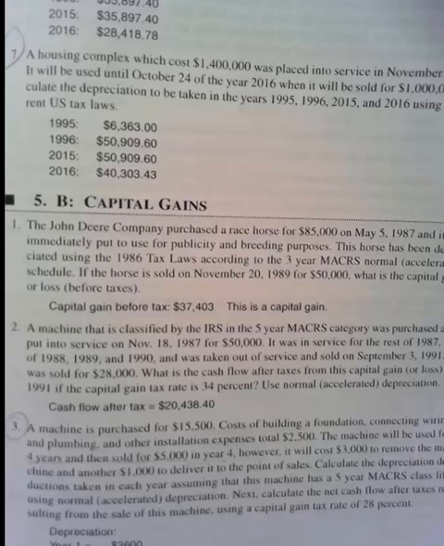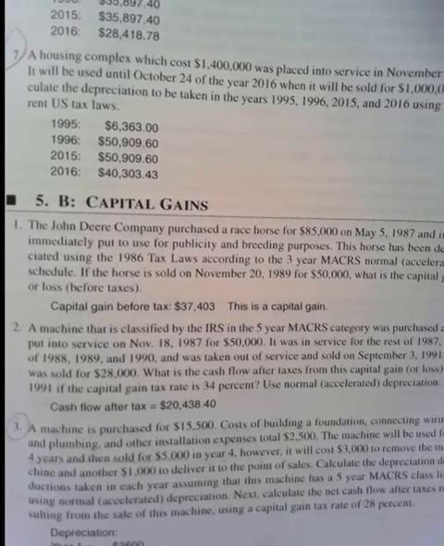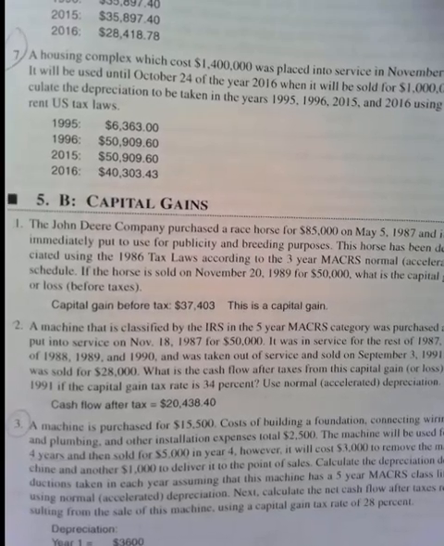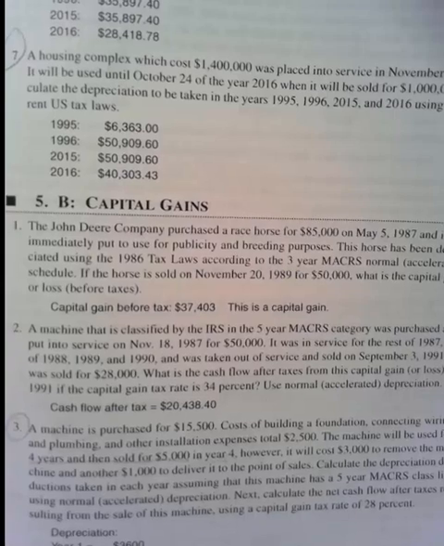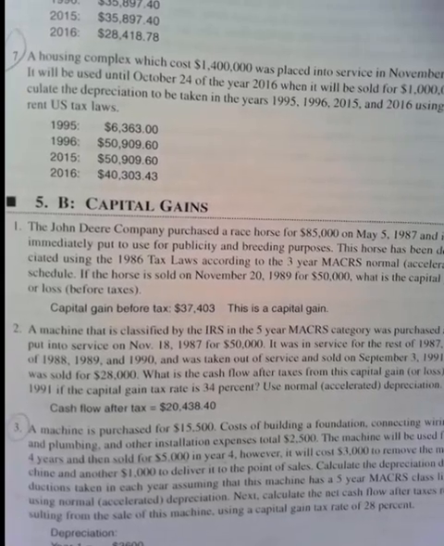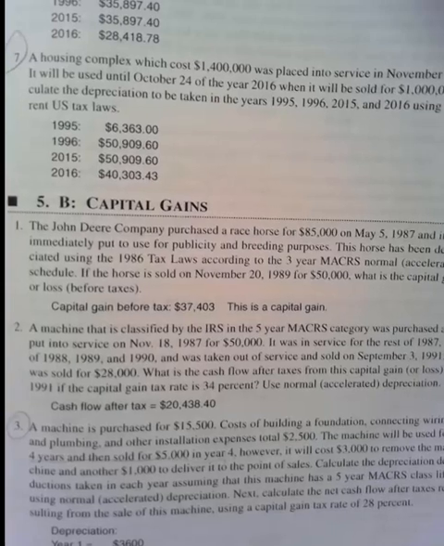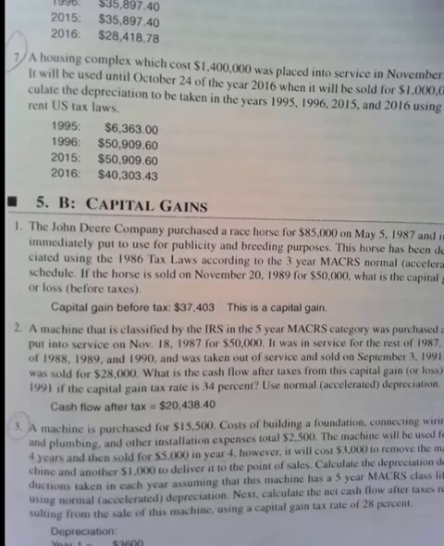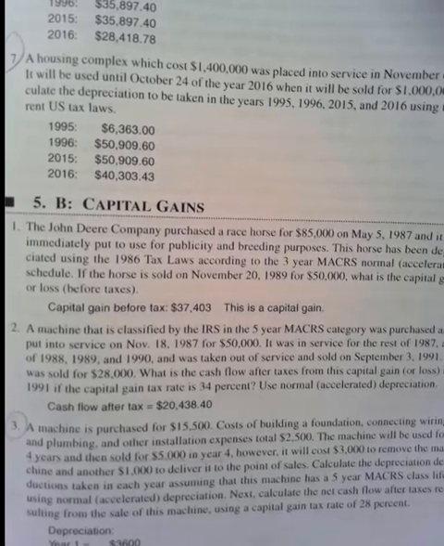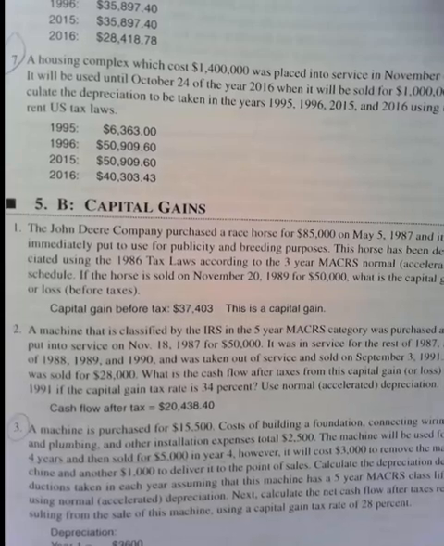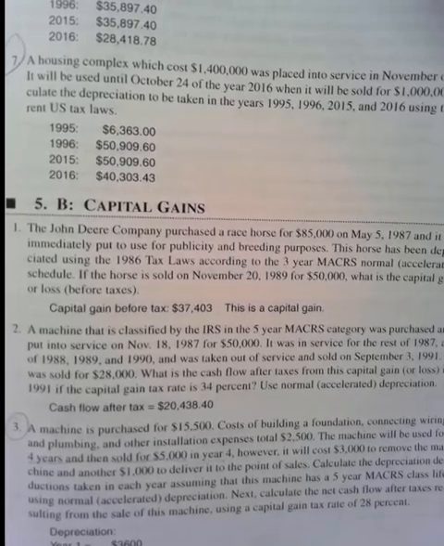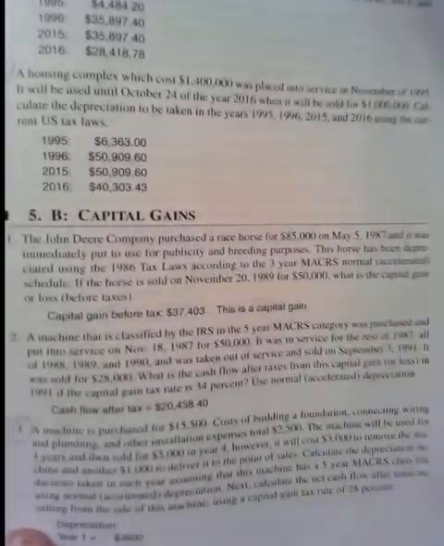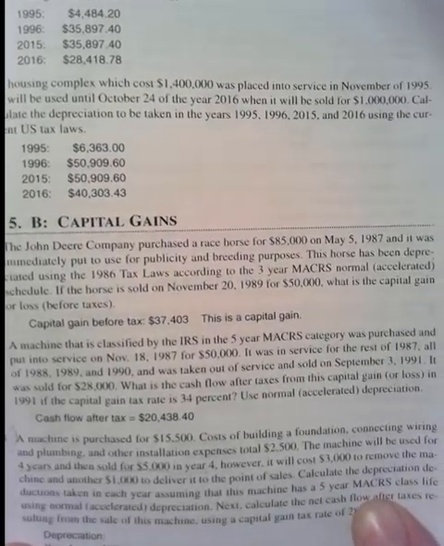The machine will be used for 4 years and then sold for $5,000 in year 4. However, it will cost $3,000 to remove the machine, another $1,000 to deliver it to the point of sales. Calculate the depreciation deductions taken in each year, assuming that this machine has a 5-year max class life, using normal, which is the accelerated depreciation method. And this means the US method, okay, because of the max. That's the name of the US method.